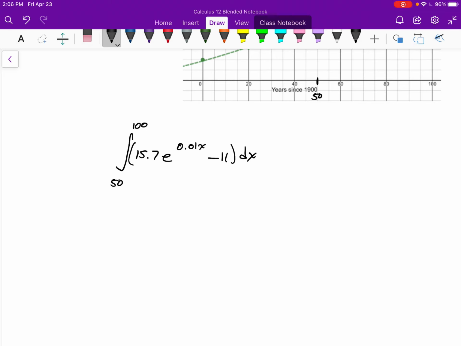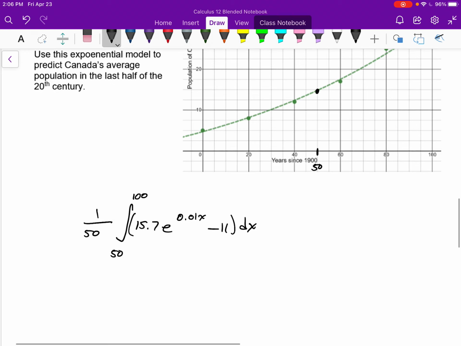And that number there represents the area under that curve, which in itself is not really the most useful number. But if I go 1 over 50, or I guess I'll do it in 2 steps, 1 over 100 minus 50, which is the same as taking that whole integral and dividing by 50. That will now tell us the average.